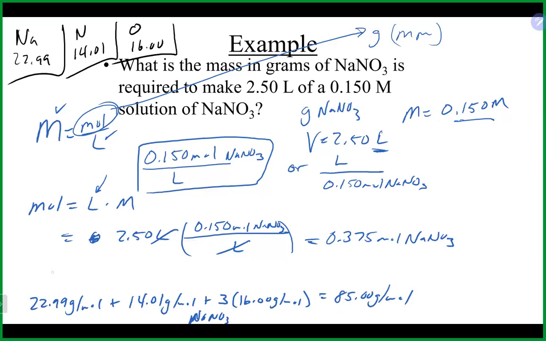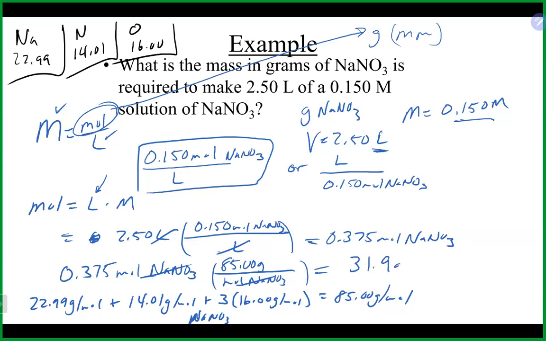So the last step here would be to take our moles, use our molar mass really as a conversion factor to get to grams. That means the 85 grams need to go up on top. The moles need to go on the bottom. The moles will cancel here, and we will end up with about 31.9 grams of sodium nitrate in this case. So first off, any question on the calculation there?